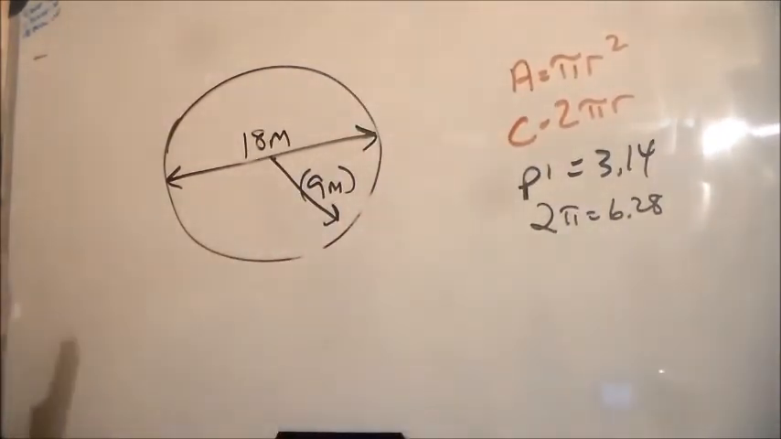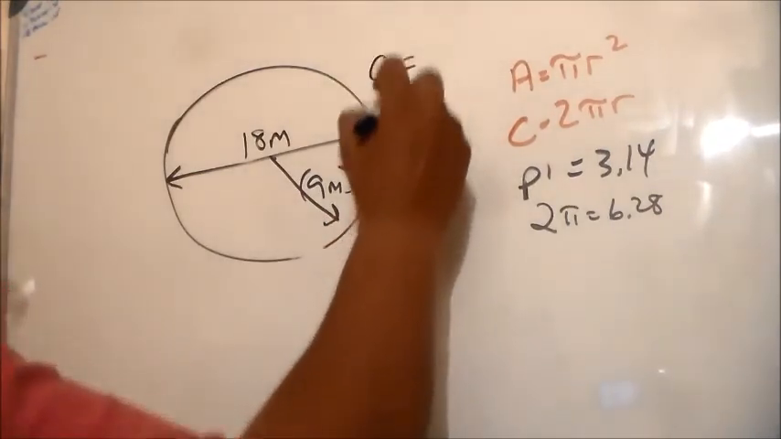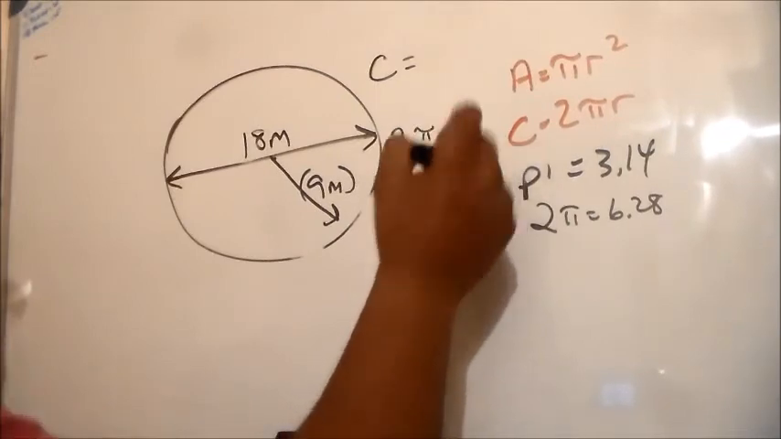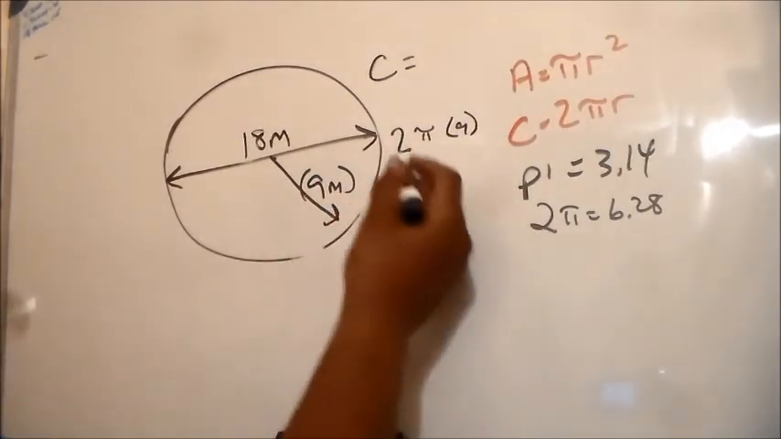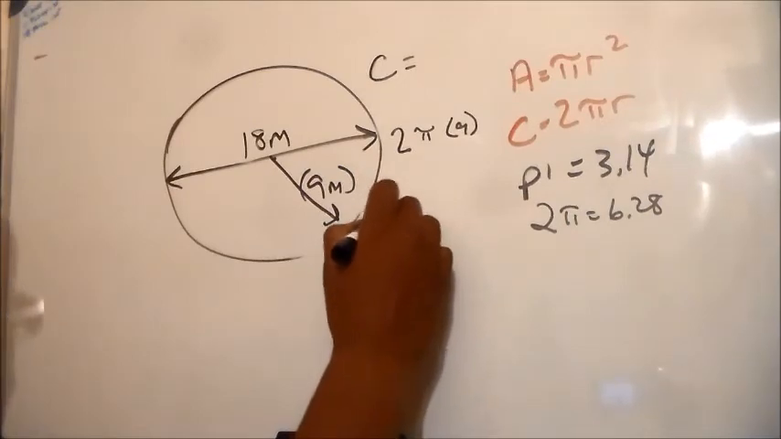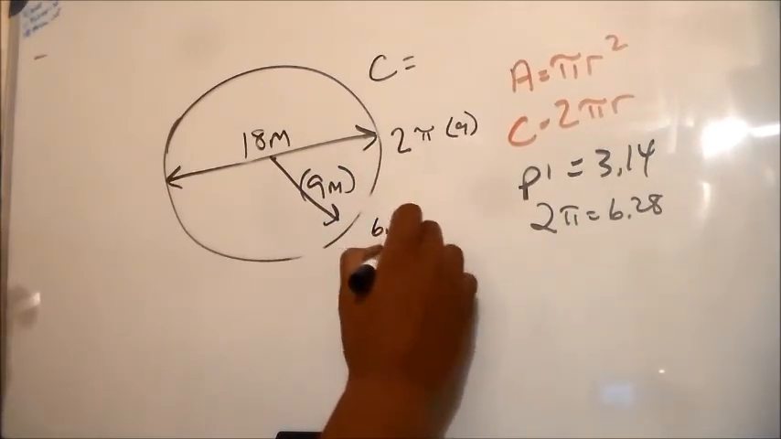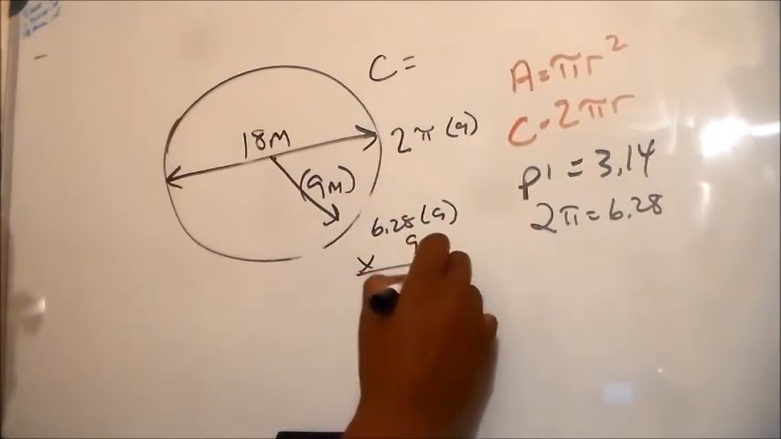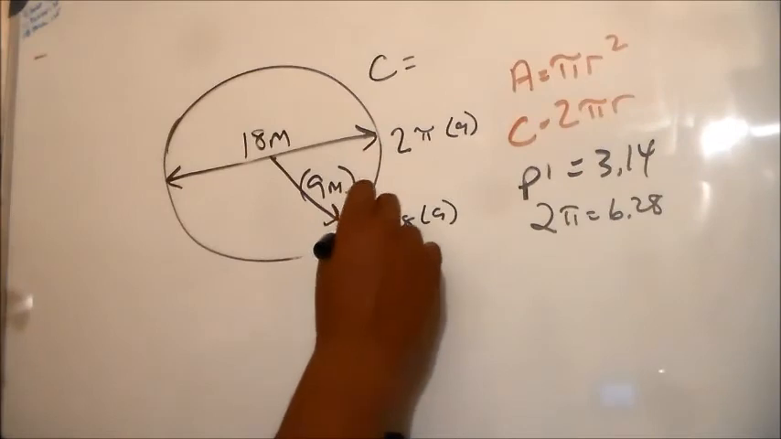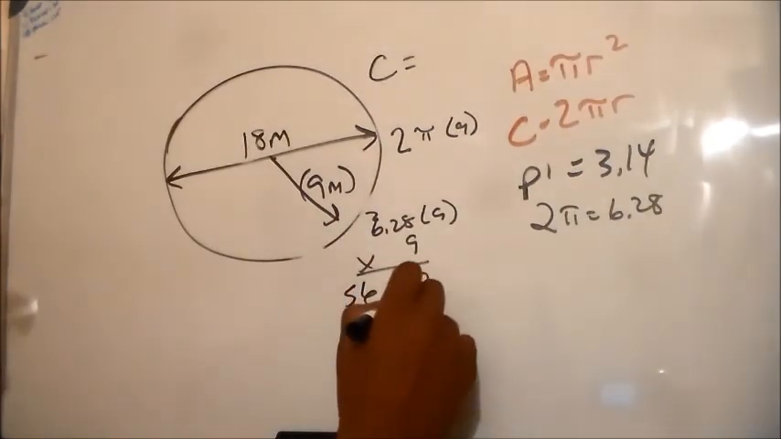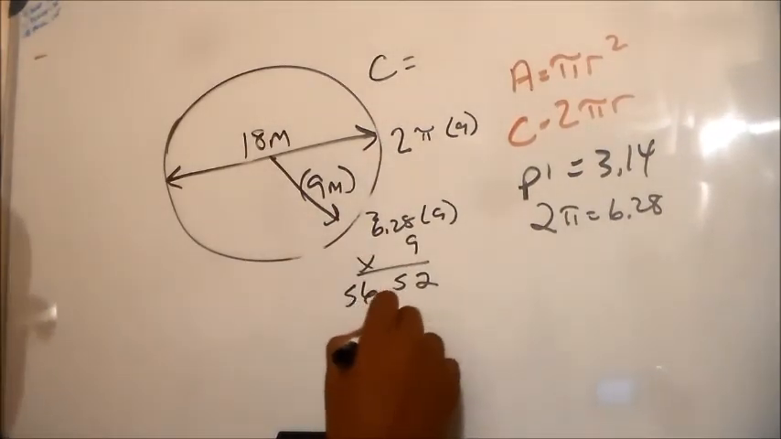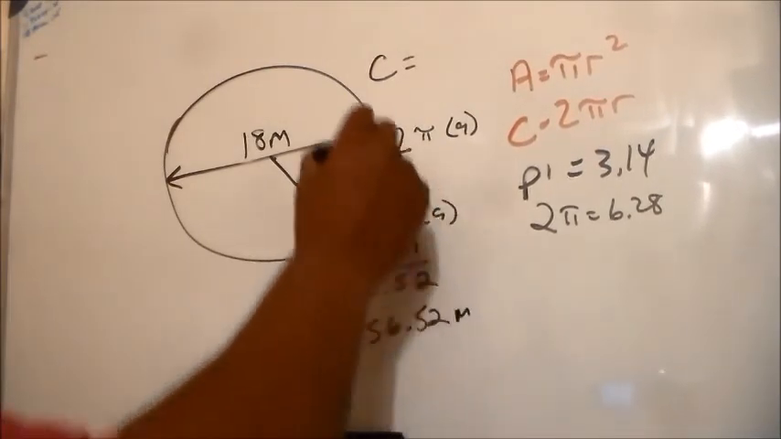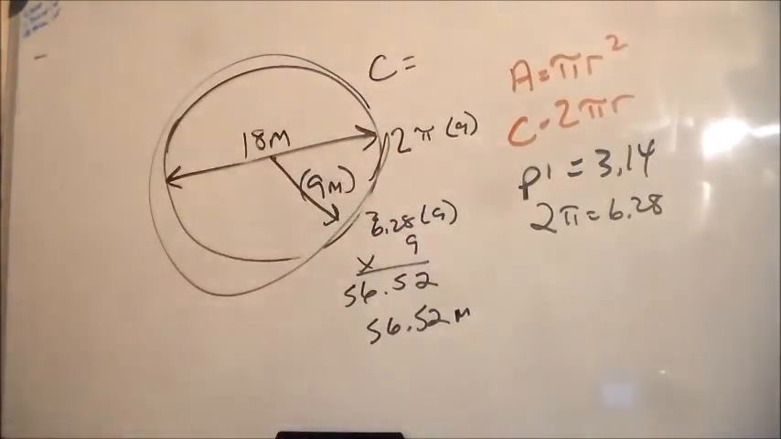Circumference is 2 pi r. C equals 2 pi times 9, which is the radius r. Again, 2 times pi is going to be 6.28 times 9. Just bring the 9 here. The answer is 56.52 meters. That is the distance around a circle.